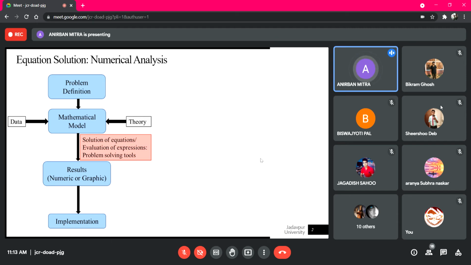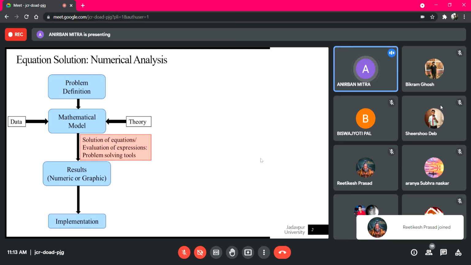But whatever the form of these equations, once they are obtained, then the focus shifts to obtaining solutions for them. How do we solve these equations? And that is where numerical analysis comes in as a problem solving tool.